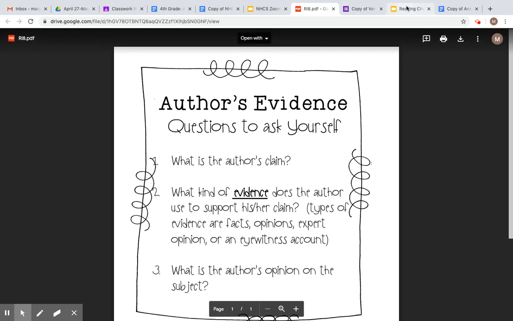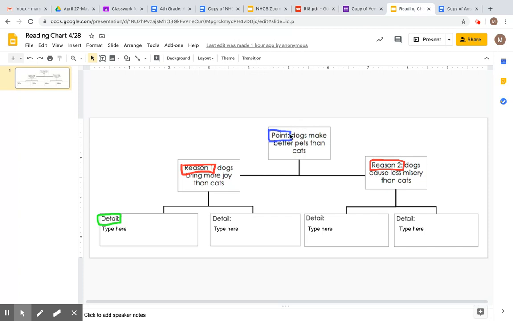So going back to your chart, we found what is the author's claim? What are their reasons for having that belief? And then down here, what is that evidence that they have to back it up? So that's kind of where we've been and where we're going.